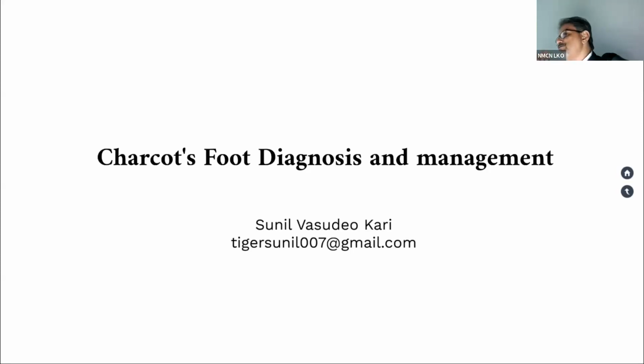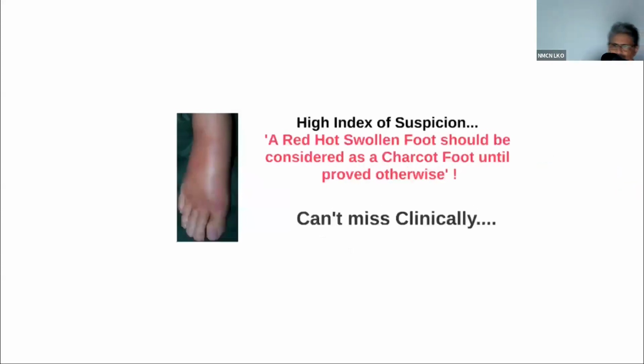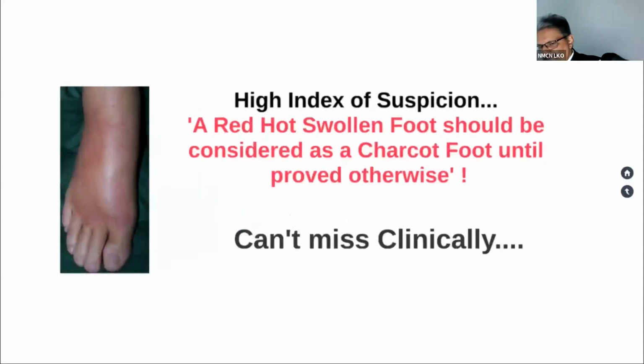So, I'm going to make it a more practical approach: what I should do in my clinic. You get a lot of things on Charcot on a Google search, a lot of classifications and all those things. But when it comes to your clinic, what is your role, how to diagnose, what to do, how to stage it, and how the best treatment plan has to be planned. That is very important. Now, it's a high index of suspicion.